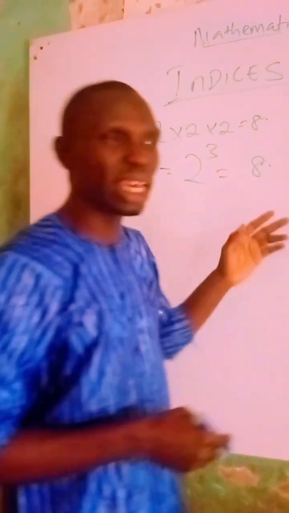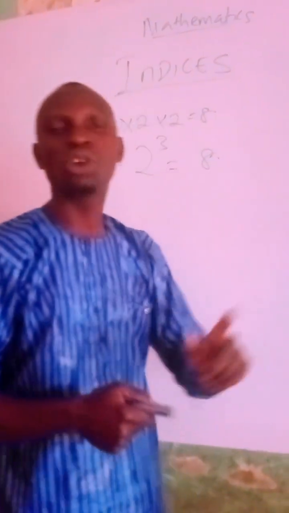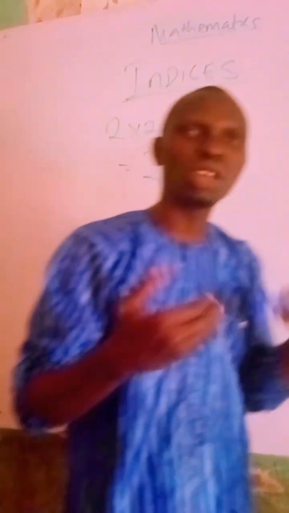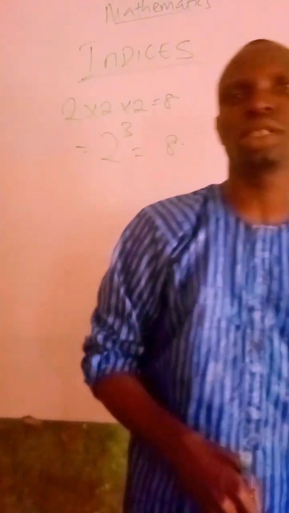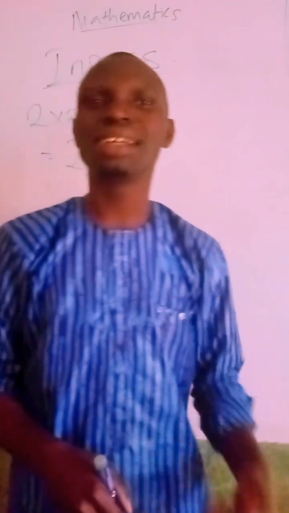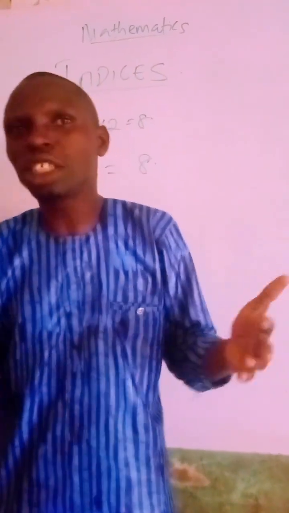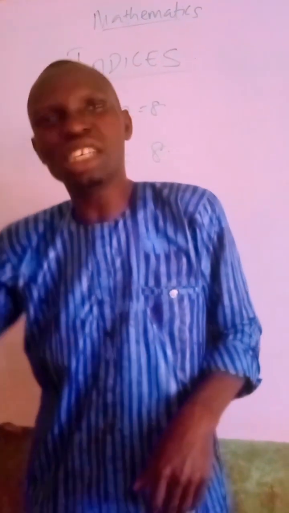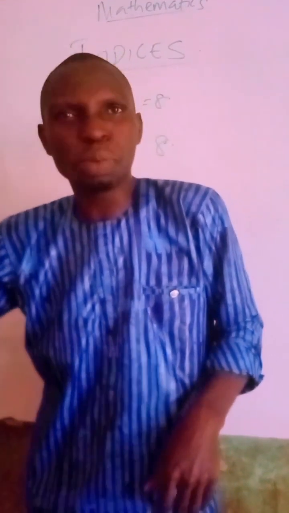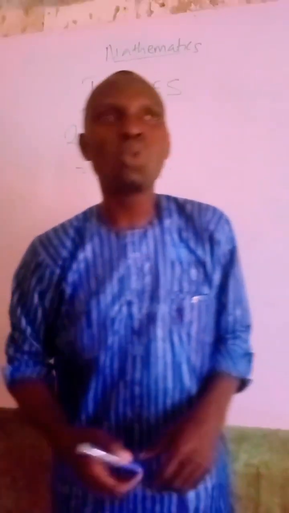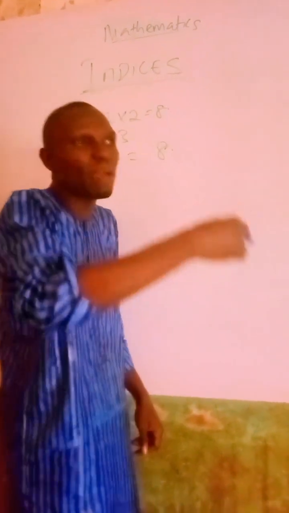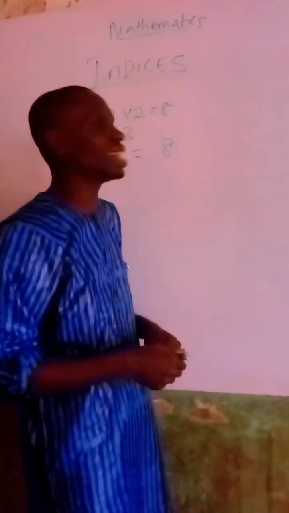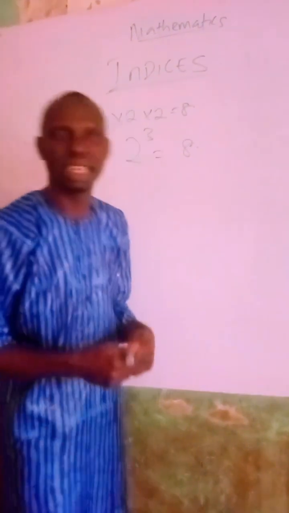In a nutshell, when we say indices, the very first thing I want you to understand is that we have a particular number that is multiplying itself multiple times, and we don't want to be repeating the number again and again. So instead of repeating it, we write that number and use the number of times we want to multiply it as the power. And that is why we have indices.